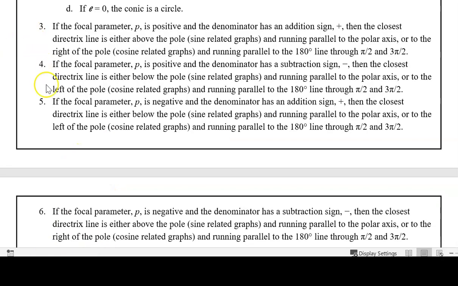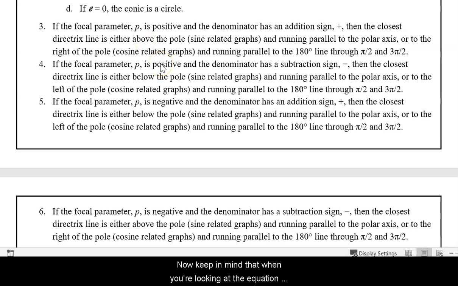The next 4 rules here are really one rule in disguise. I've written them as 4, but really it's all the same concept. Once we have the constant as a 1, and we've examined the eccentricity, and we know what kind of conic section we have, then we can look at the numerator, which is the product of the eccentricity and the focal parameter, which is p, so that we can determine what the focal parameter is.